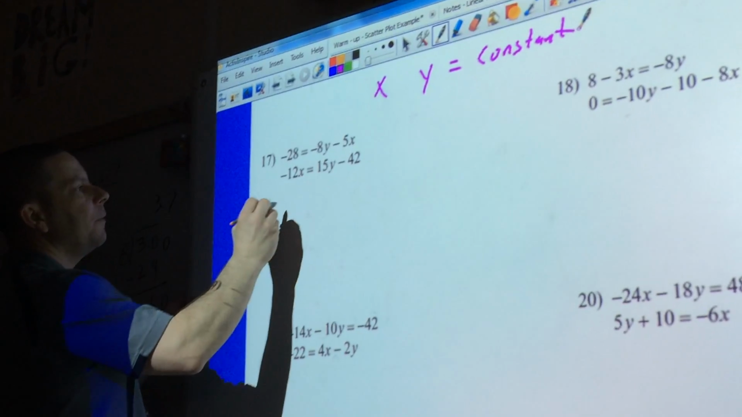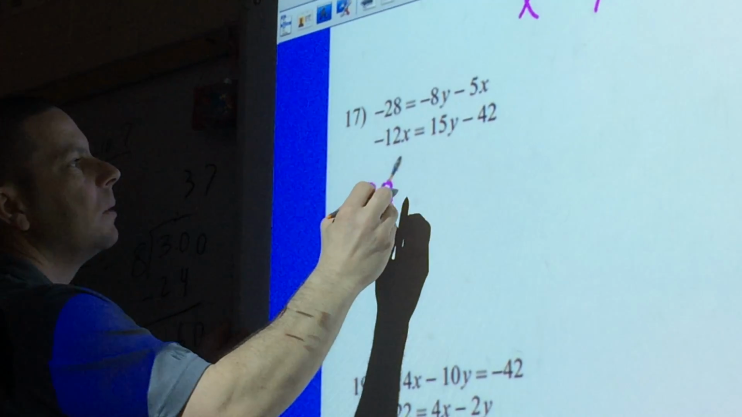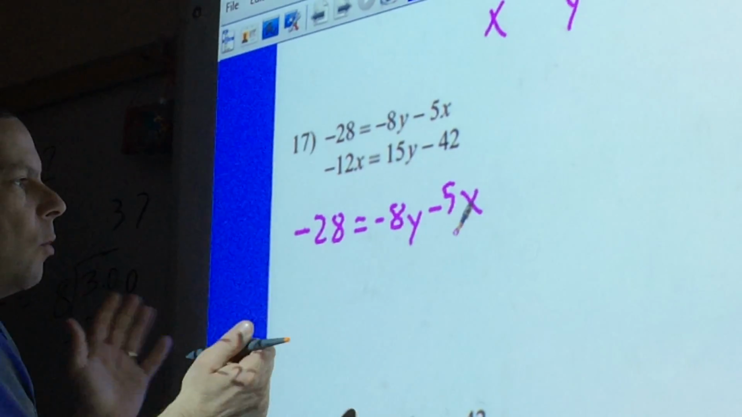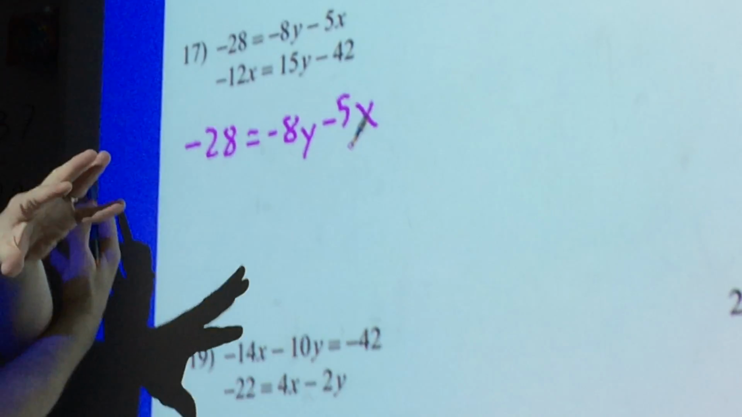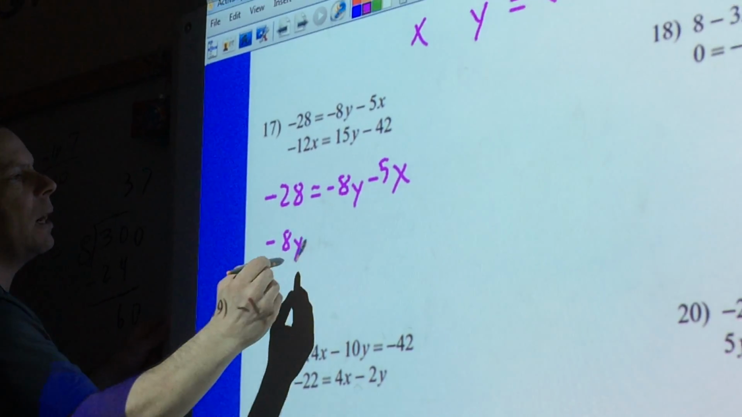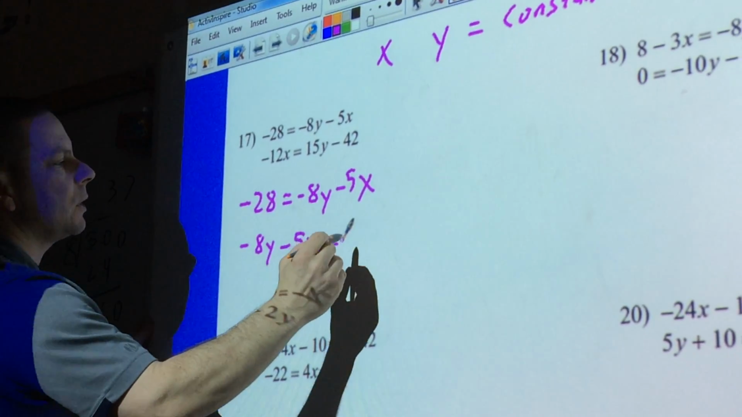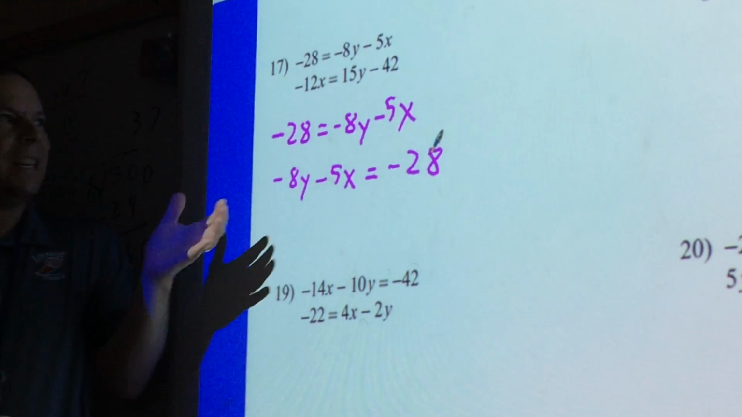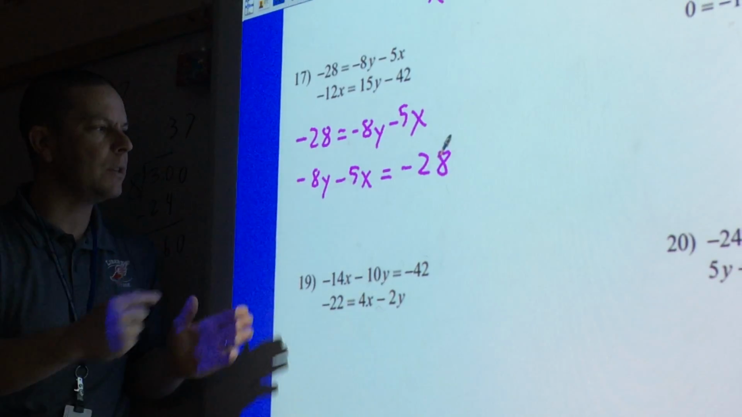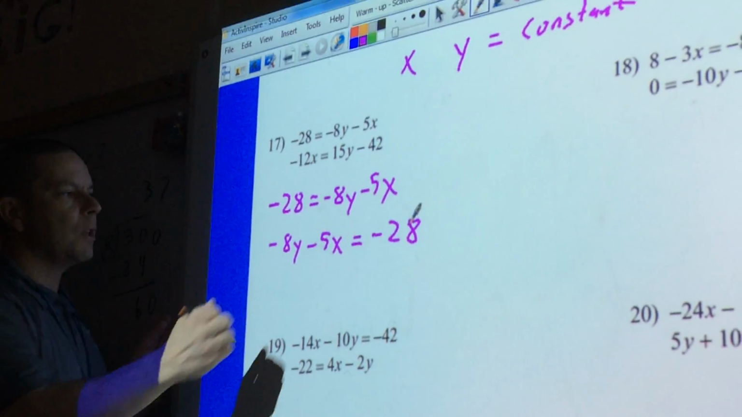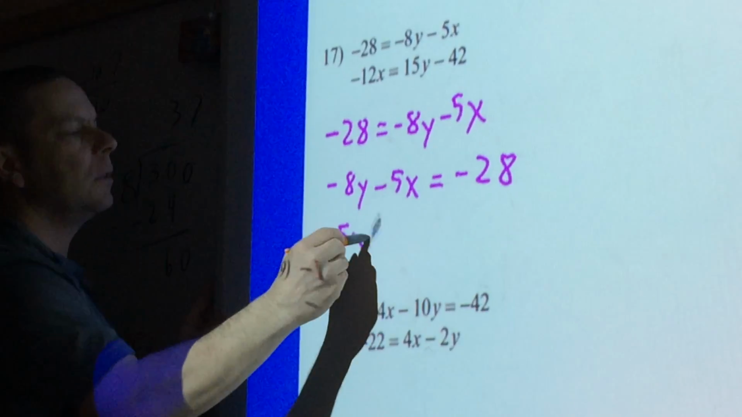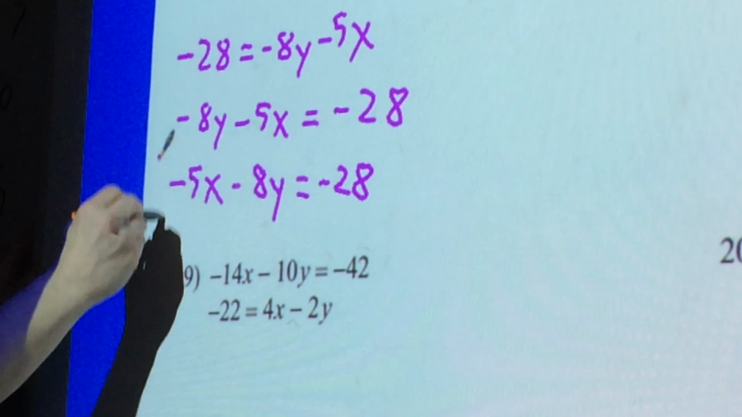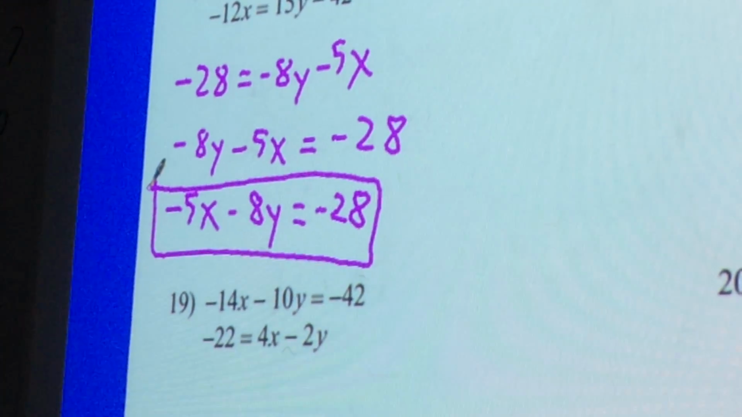So what I'm going to do with the first one, I have negative 28 equals negative 8y minus 5x. So what I can do is really just flip the whole equation around. So I'm going to rewrite it as negative 8y minus 5x equals negative 28. So we just took that equation and flipped it over. Now the only other thing I need to do to make this look the way that I'm most comfortable with is switch the positions of the x and y terms. So the negative 5x is going to be first, the negative 8y is going to be second, and that's going to equal negative 28. So there's the first equation that we're going to deal with.